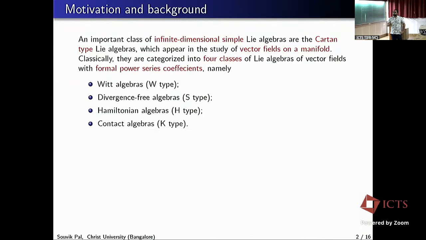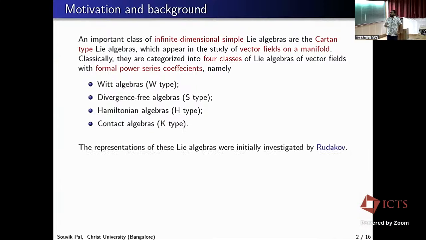There are these 4 series: W type, S type, H type, and K type. That is the Witt algebras, divergence-free algebras, Hamiltonian algebras, and contact algebras. In my talk today, I will be focusing mainly on the Hamiltonian type.